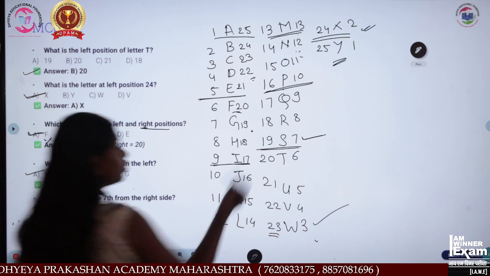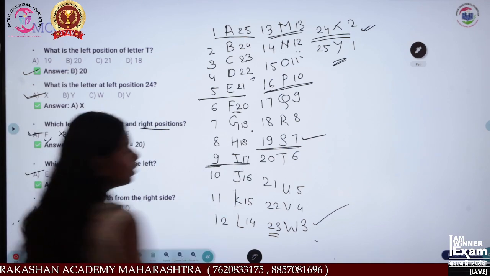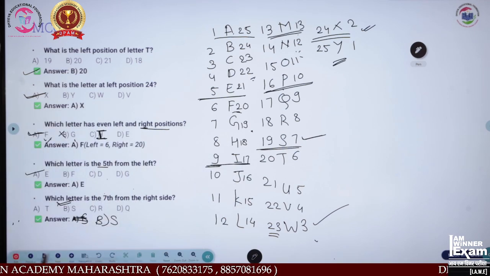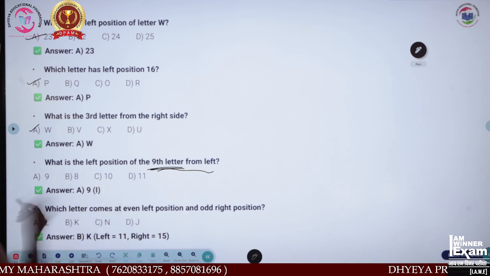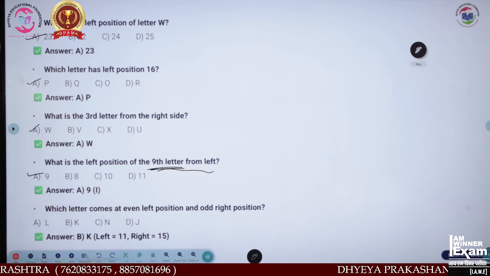And now what is the position of it from the left? That is 9. So here the correct option will be A, that is 9.